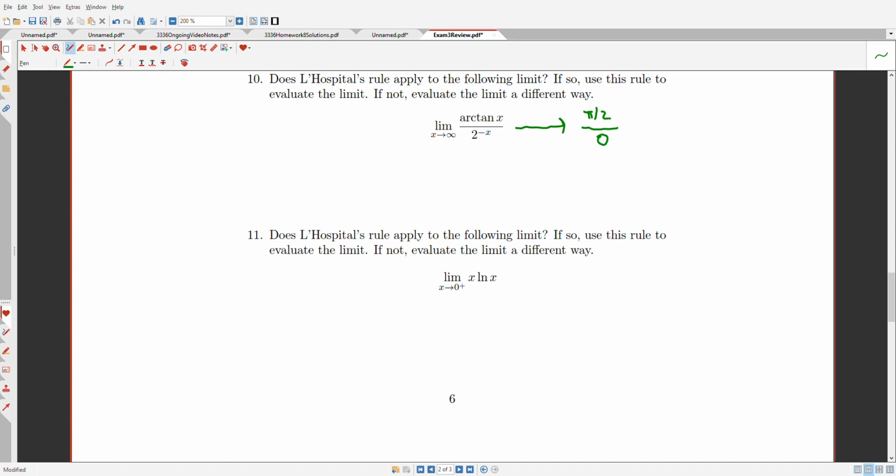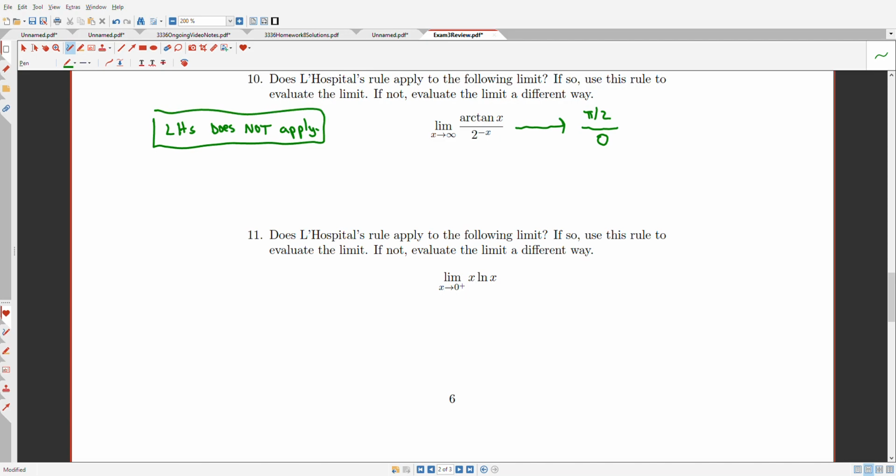So the first thing to realize is that when I try to plug in this limit, x going to infinity, I don't get 0 over 0. I don't get infinity over infinity. I don't get infinity times 0. And I don't get infinity minus infinity. I get none of my L'Hopital forms. So the first thing I can note right away is L'Hopital's rule does not apply. So if I'm going to conclude anything about this limit, it's not because of L'Hopital's rule.